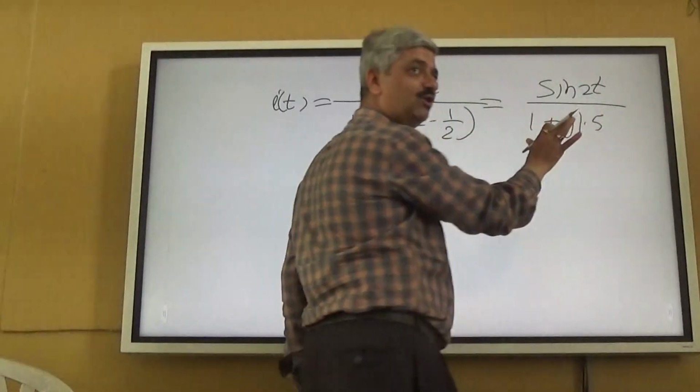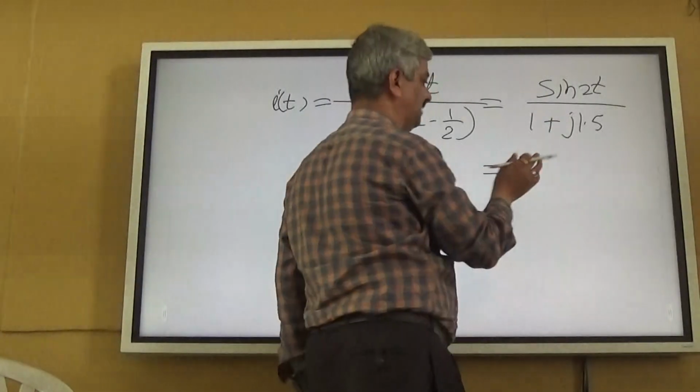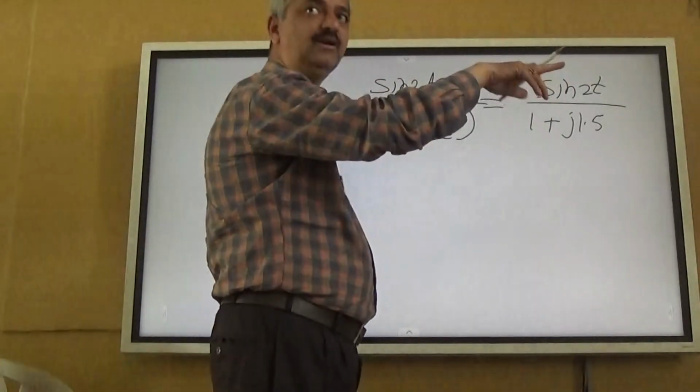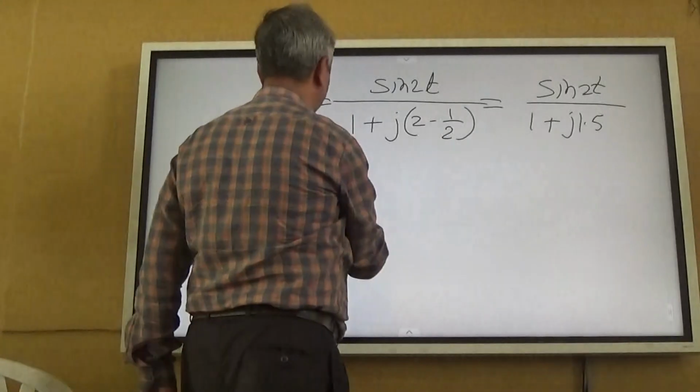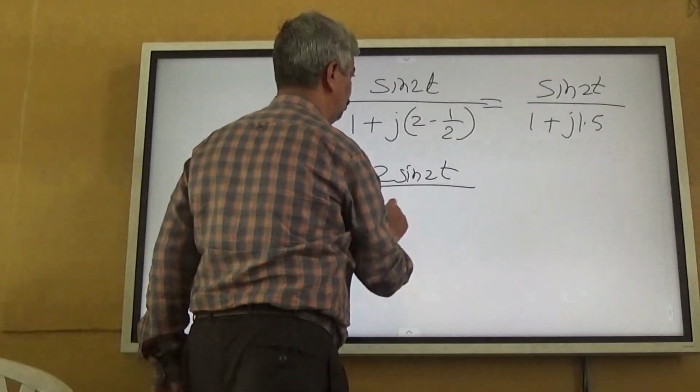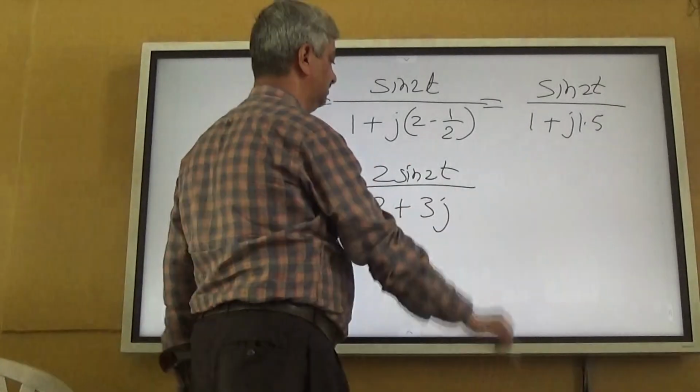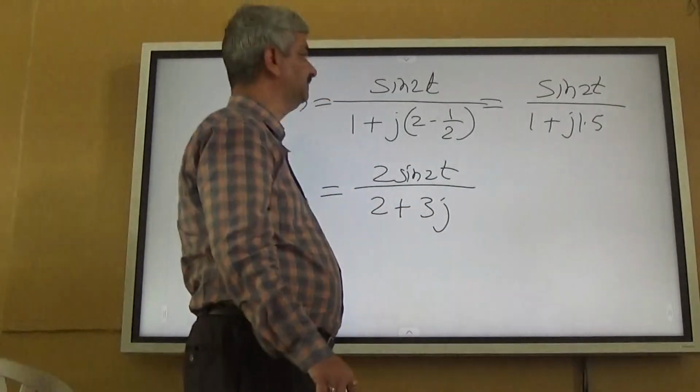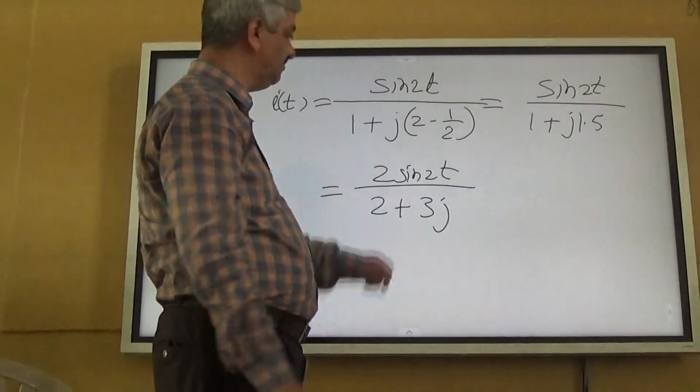ते 1.5 थोडंसं अवघड वाटलं. काय करूया आपण? Multiply numerator and denominator by 2. It is equal to 2 sin 2t upon 2 plus 3j. Right? म्हणजे what does it mean?